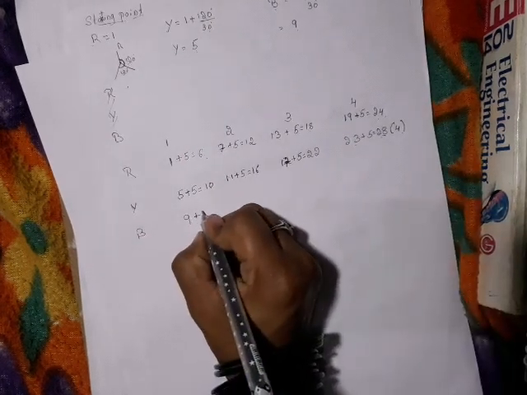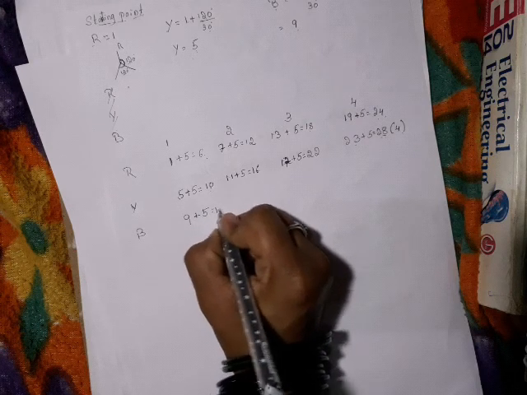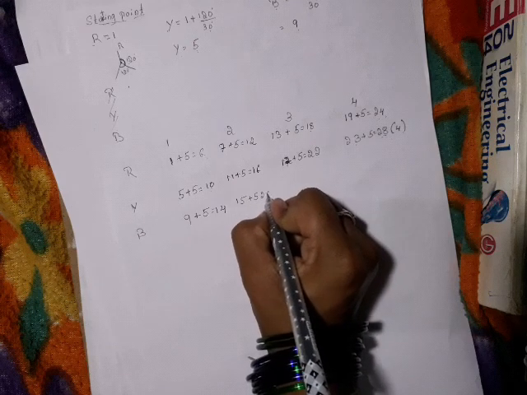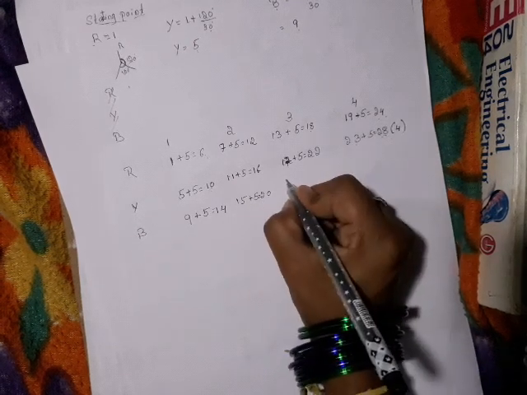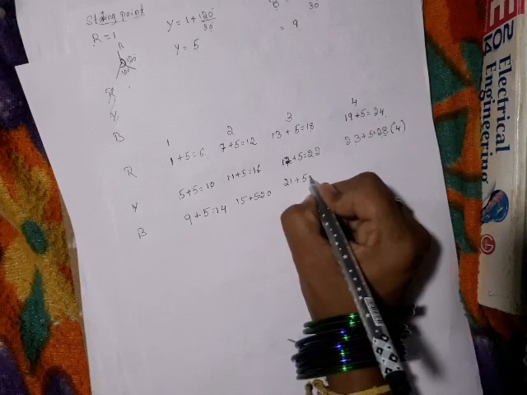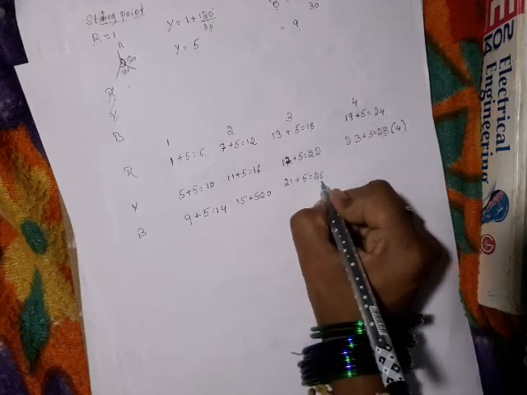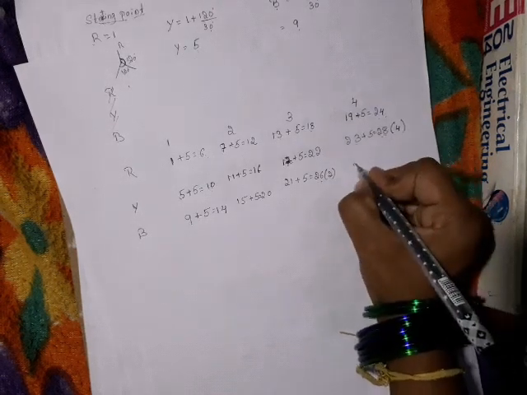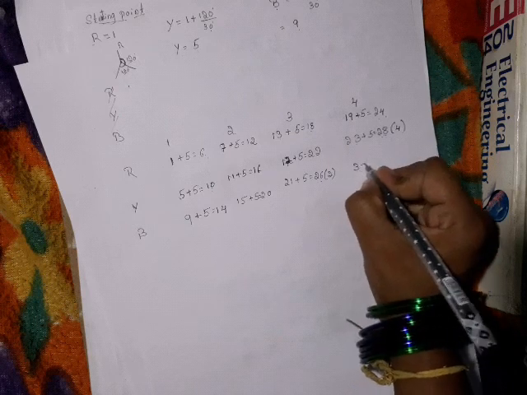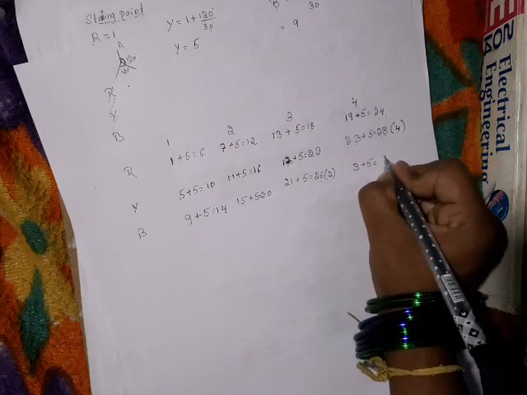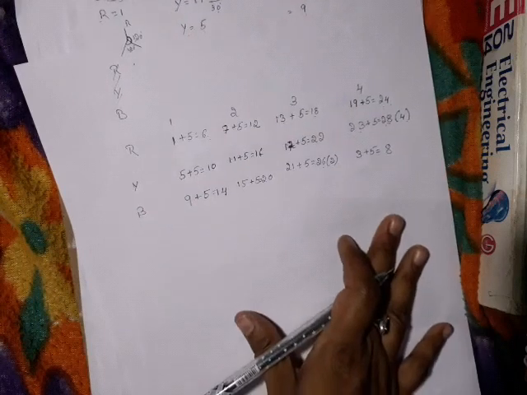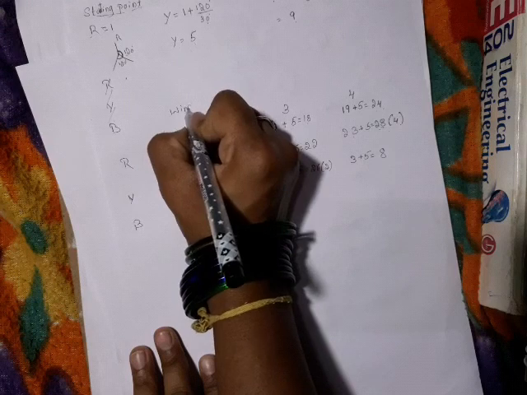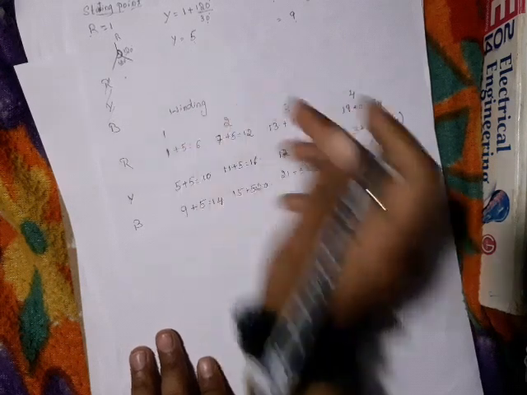Then we'll come to B phase. 9 plus 5, 14. 15 plus 5, 20. 21 plus 5, 26. Again it is exceeding the total number of coils. Subtract 24, we get 2. After 2 we get 3. 3 plus 5, 8. So this is how the pattern goes. Now we have the winding table. From this table only we are plotting the windings.